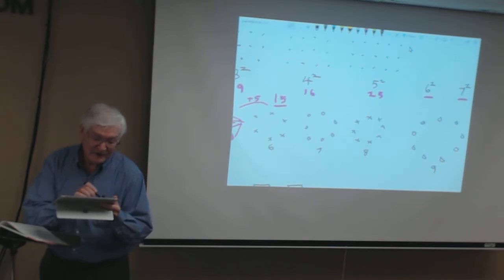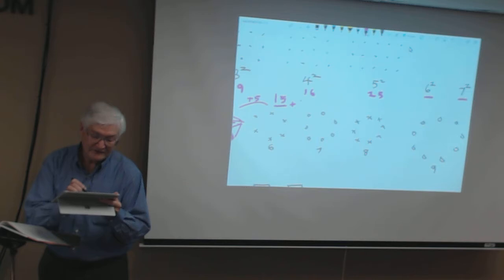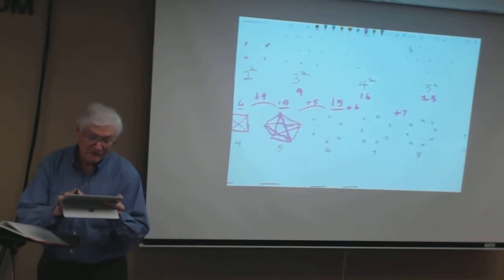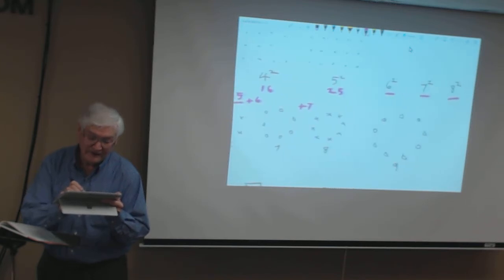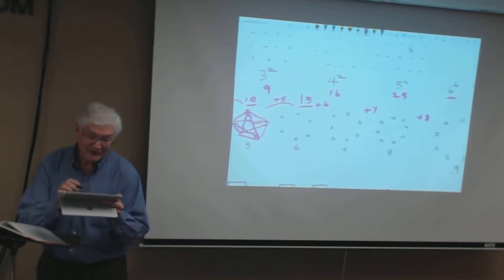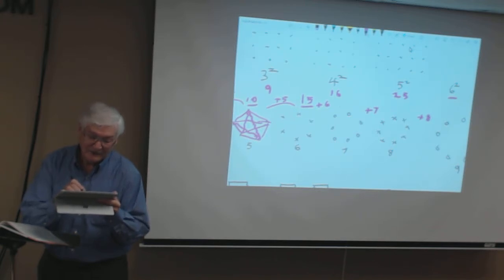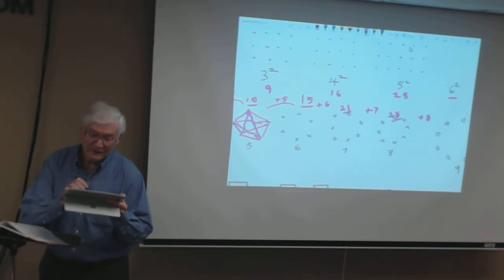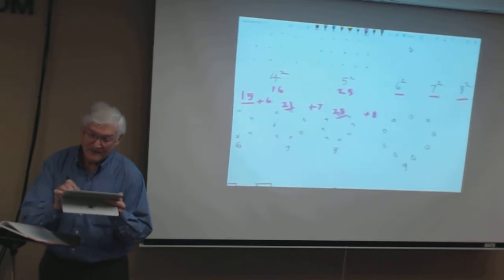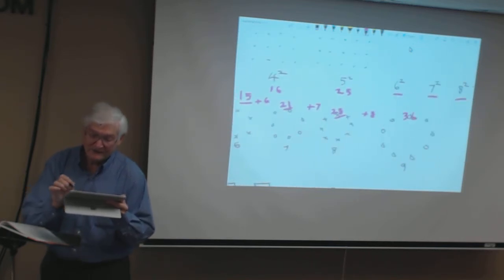It was plus 5, then what would it be now? Plus 6, and then plus 7, then plus 8. So I take 15 plus 6 and I get 21. 21 plus 7 is 28. 28 plus 8 is what? 36. See what's going on?